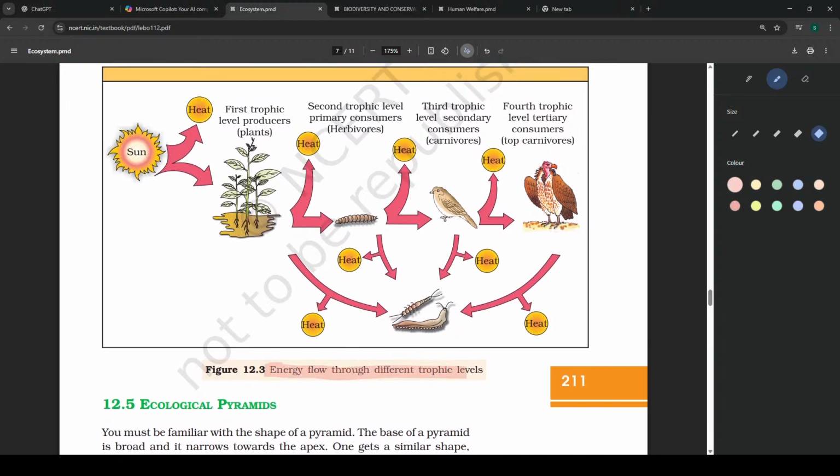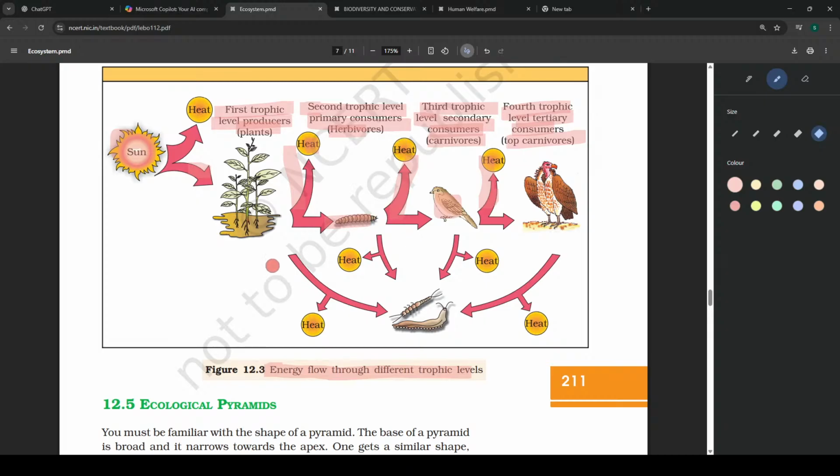Energy flow through different trophic levels. They gave just a basic diagram. The sun gives energy. First trophic level: producers, plants. Next, the second trophic level: primary consumers, herbivores, insects. Next is the third trophic level, secondary consumers, carnivores, it can be a bird, again showing heat loss here. Fourth trophic level: consumers, top carnivores.